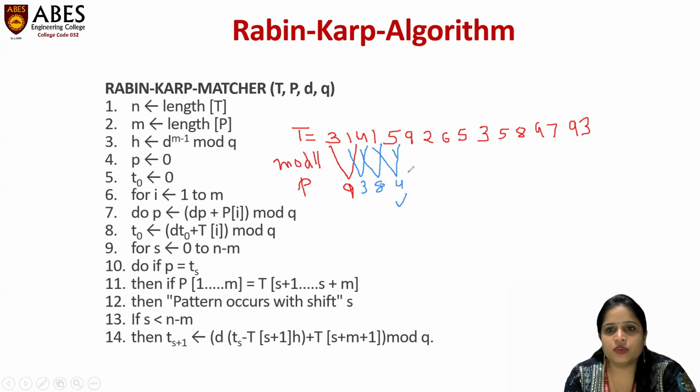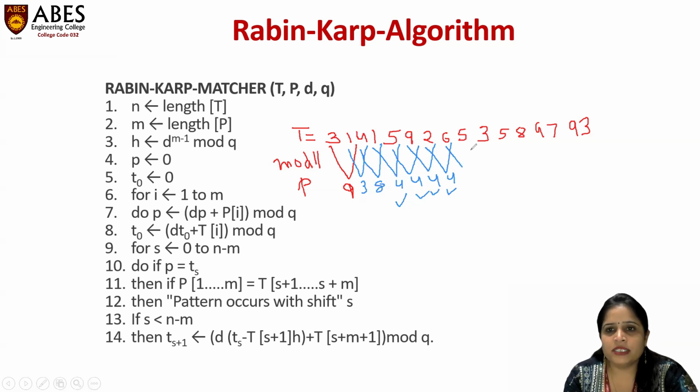Then again we take the next two integers, 59 mod 11, which is again 4. Then we compute 92 mod 11, again we found 4. Again we compute 26 mod 11, again 4. So here we found 4 times our hash value matches in the given text array.